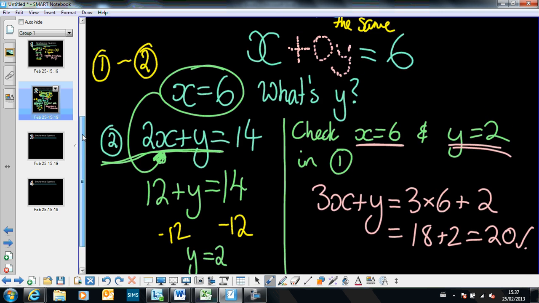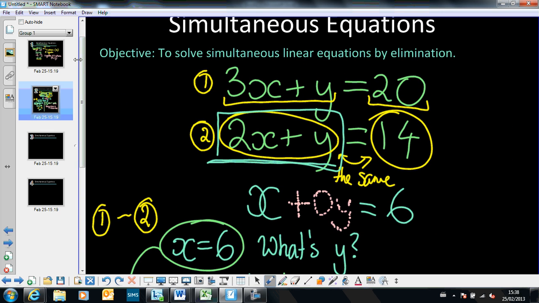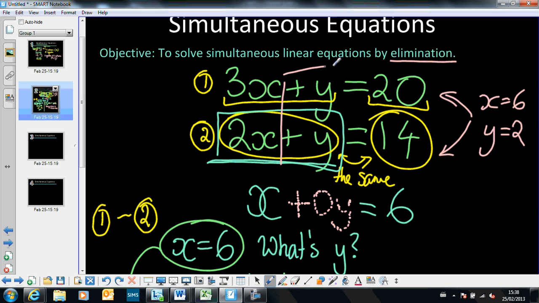And there are no other numbers that will give us the correct answer for both equations. There's only this one pair: x equals 6 and y equals 2. Now this process is called elimination. You'll see it's there in the objective. Because what we did is we eliminated the y's by subtracting. I did equation 1, take away equation 2, and that left me with no y's. They were gone. Just x's were left over.